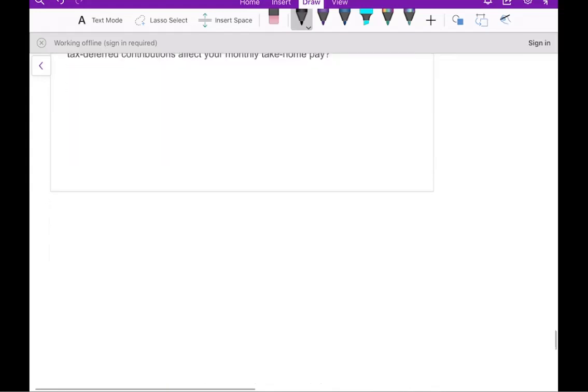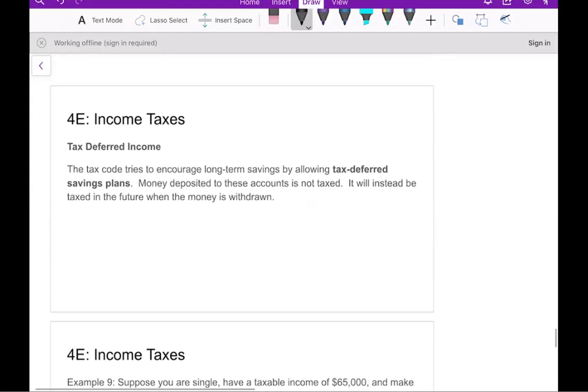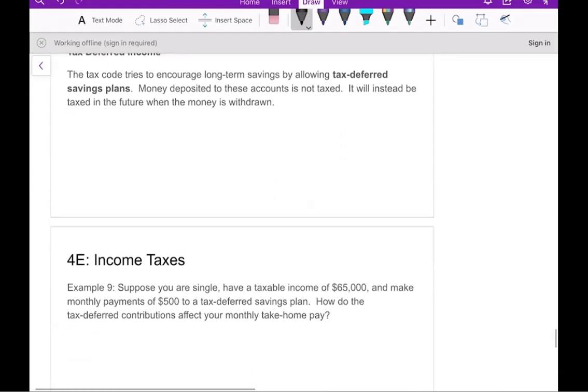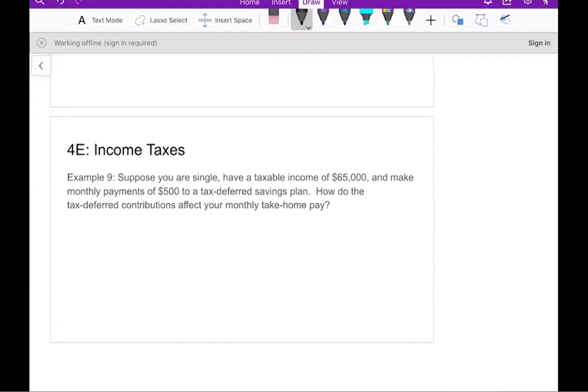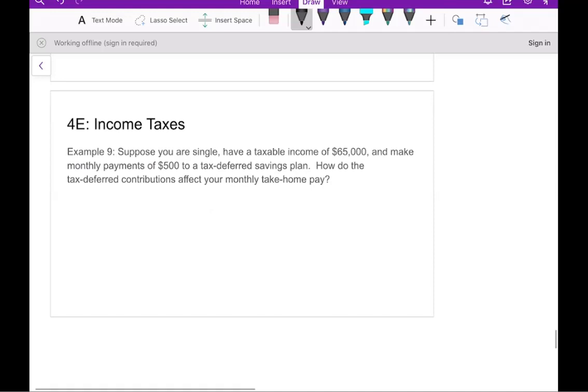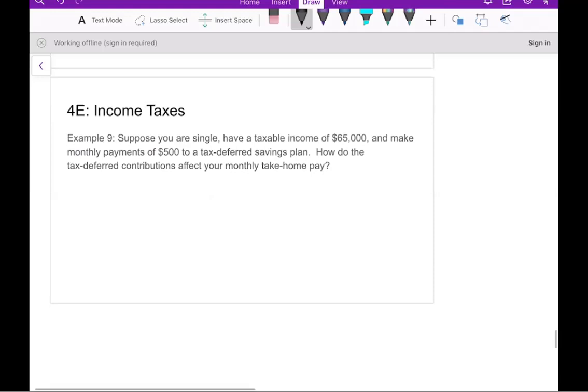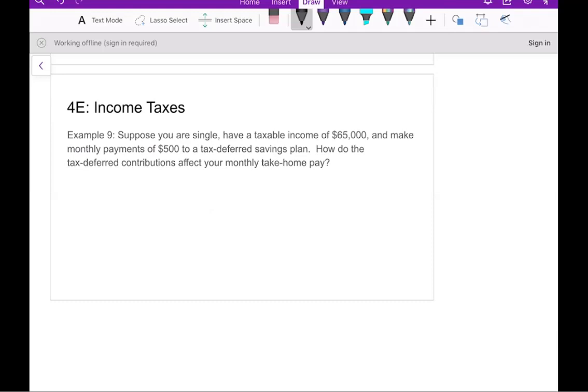Okay, and the last example that we'll look at is going to involve what's called tax-deferred income. The tax code tries to encourage long-term savings by allowing tax-deferred savings plans, which we mentioned a little bit in a previous section. Money that's deposited to these accounts is not taxed, but instead it will be taxed in the future when the money is taken out. Now, suppose you're single, have a taxable income of $65,000 and make monthly payments of $500 to a tax-deferred savings plan. How do the tax-deferred contributions affect your monthly take-home pay?